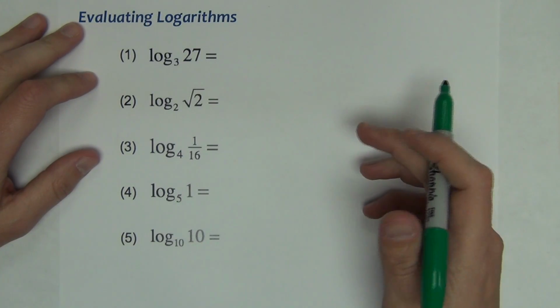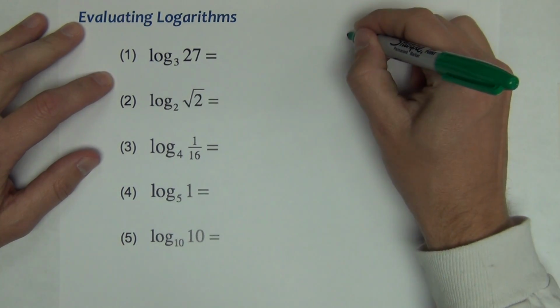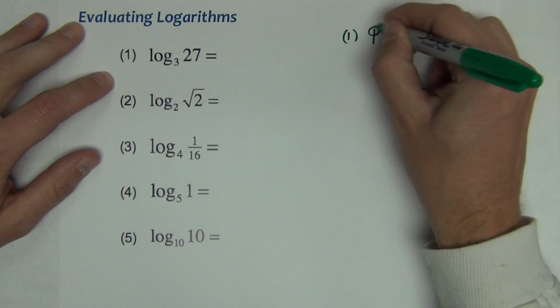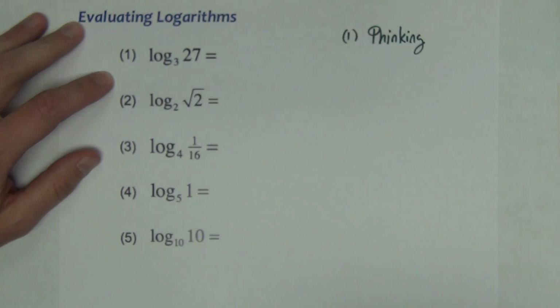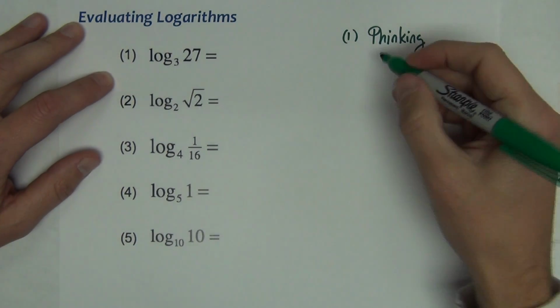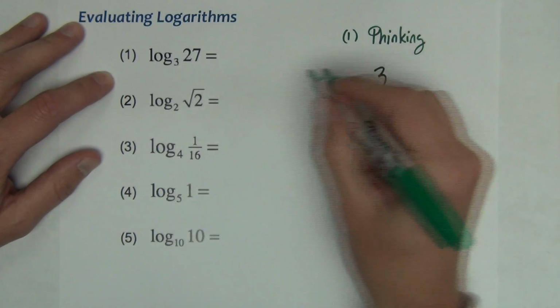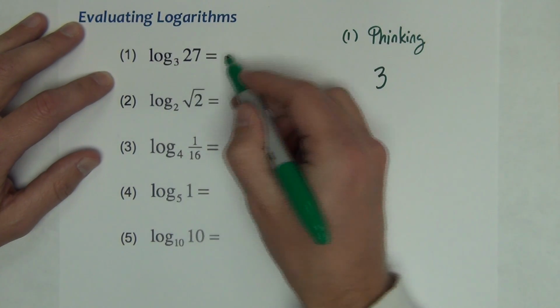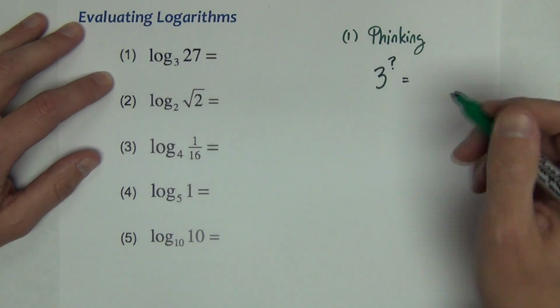Alright, so evaluating logarithms. This first one, log base 3 of 27. So for number 1, okay, this is what I'm thinking. This is what's going through my head. I'm thinking that this means 3, the base 3 raised to what power is equal to 27.